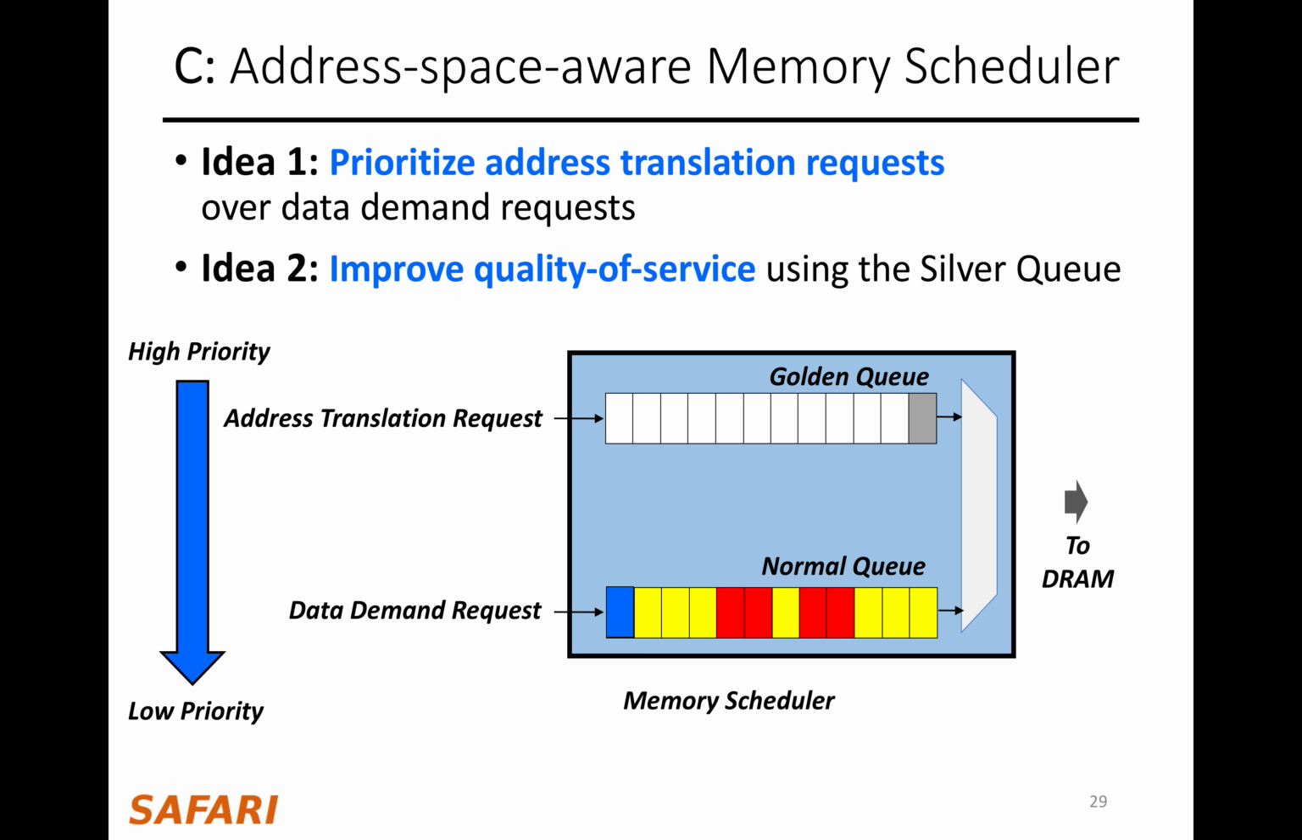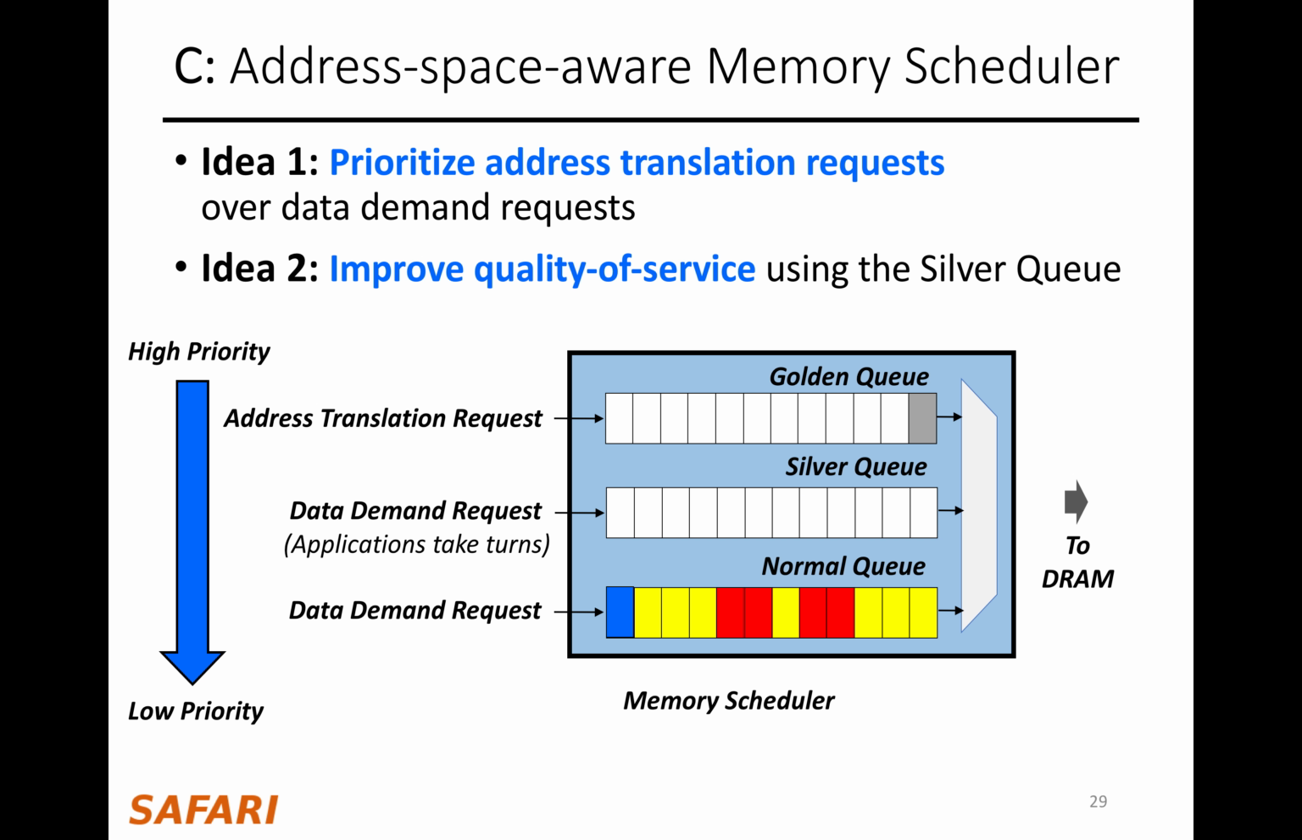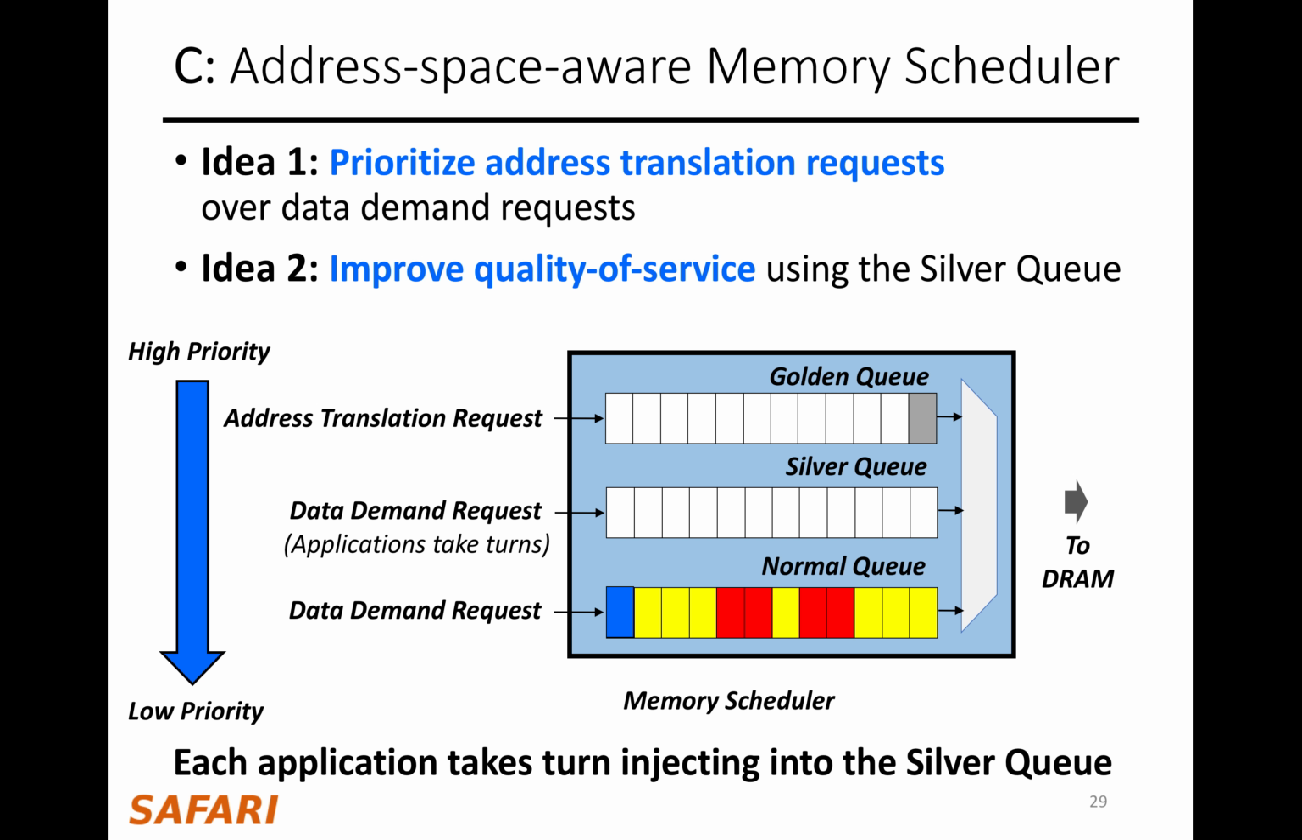In order to resolve this issue, we improve the quality of service by utilizing another queue, which is called a silver queue. The silver queue has higher priority than the normal queue, but each application would have to take turns injecting into the silver queue. As a result, we can guarantee that every single application will get a chance to be in higher priority than other applications, preventing unfairness.